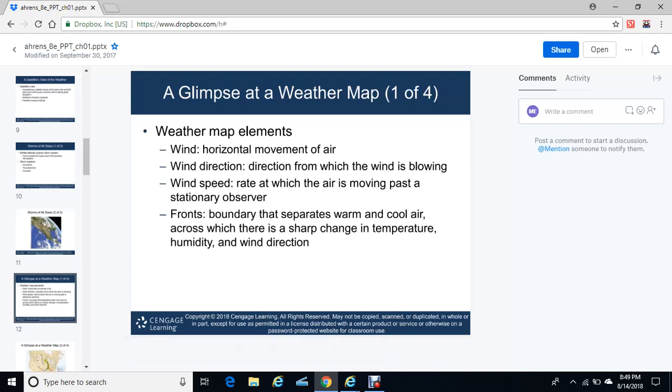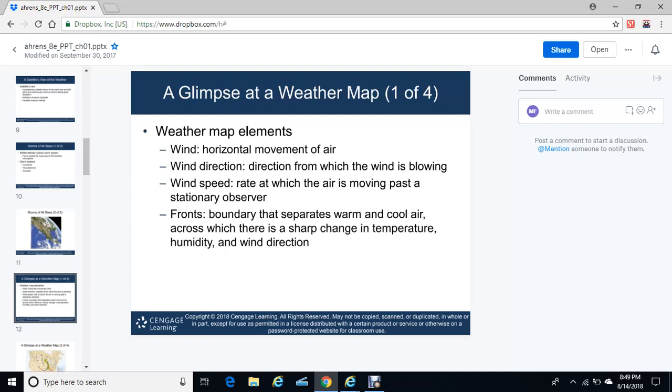And then what about a weather map? If we took a glimpse at a weather map, usually the TV meteorologist will throw this up on the nightly news. You'll see weather map elements such as wind, which refers to the horizontal movement of air. Wind direction: keep in mind that wind direction is the direction from which the wind is blowing. I emphasize the word from. So make sure you realize that wind direction is from.